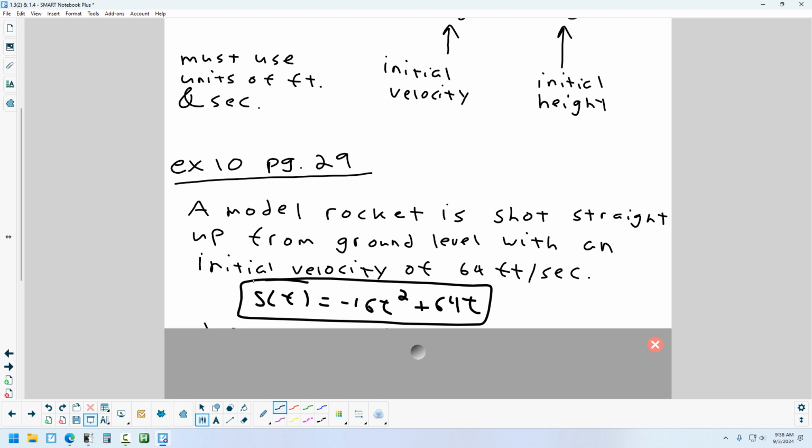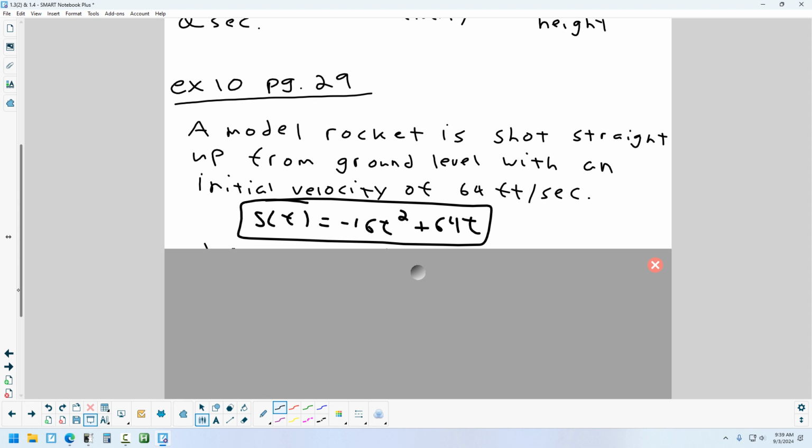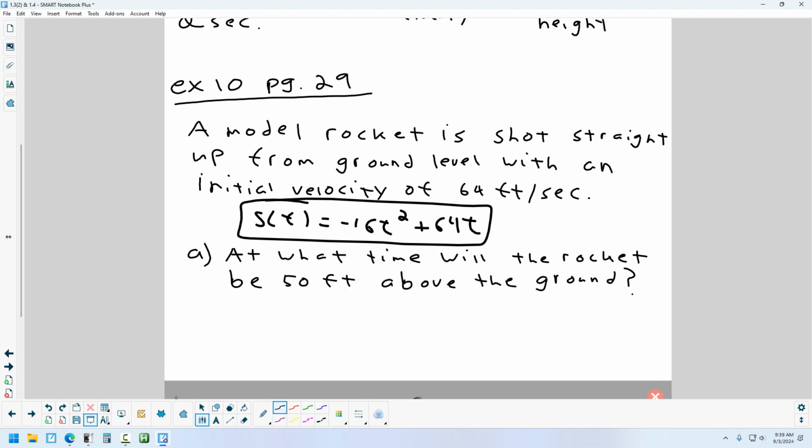I wrote that down because now they're going to ask me to do something. They're going to ask me to find when the rocket will be 50 feet above the ground. Where would that 50 go in the equation up above? Would it go in for S of t or t? Well, it would go for S of t.